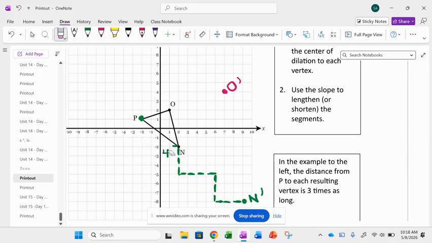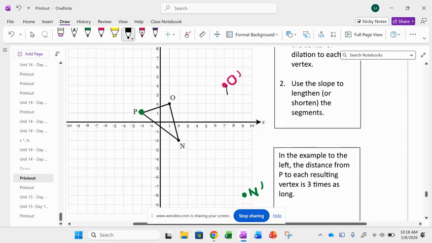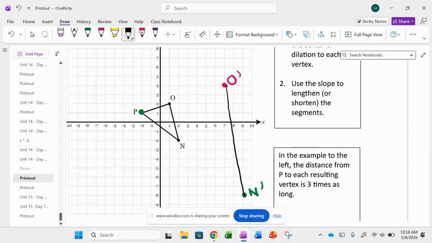I'm going to erase all my little markings. And now we're going to connect all my new image points. So now my new image points will be O to N. And didn't the P prime just get mapped right to P since that was the center of dilation? So we still connect P to the other ones to create my triangle triple the size.